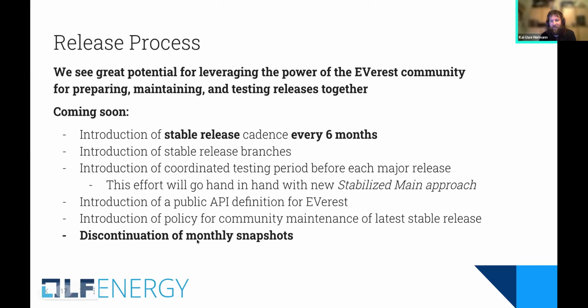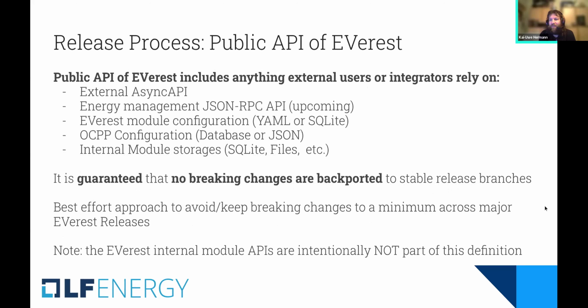However, we will discontinue the habit of monthly snapshots because, as I already mentioned, this gets replaced with this stabilized main approach. So if you want the latest and greatest, you should be able to run against main or within a couple of commits when some heavy development happens. And if you want something more stable, then pick the stable release branch. I think now you can switch to the next slide, please.